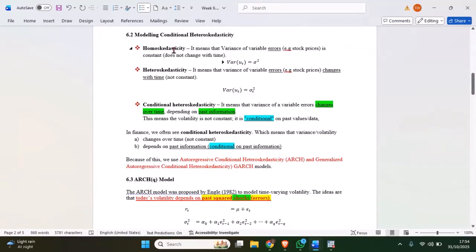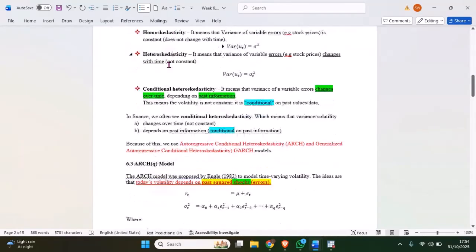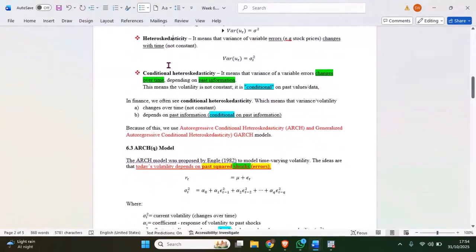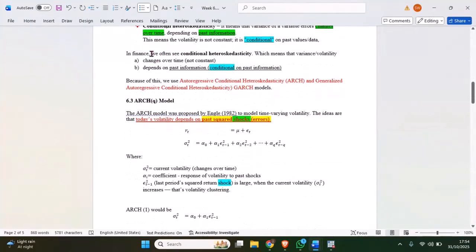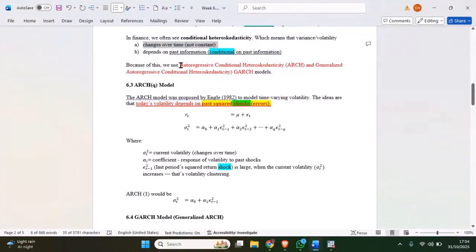So now we know what homoskedasticity is: the variance does not change over time. Heteroskedasticity: the variance changes over time. And conditional heteroskedasticity: the variance of the error terms changes over time and they depend on past information. So in finance, we often see conditional heteroskedasticity. This one is obvious, which means that the variance or the volatility, one, changes over time, two, depends on past information.